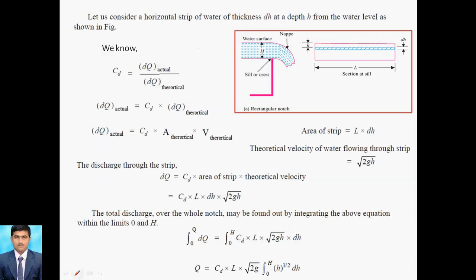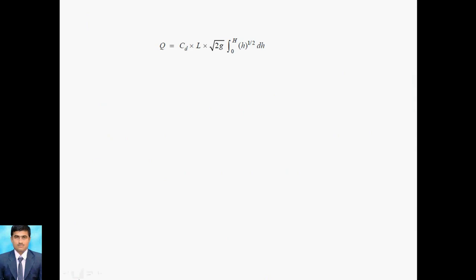This is the previous term. I can write Q = Cd L root 2g, integral from 0 to H of h^(1/2) dh. So this same equation is there. Now we can take the integration of this. So h raised to 1/2 plus 1, divided by 1/2 plus 1. Okay, this is the integration. But Cd is as it is, L is as it is, root 2g is as it is.